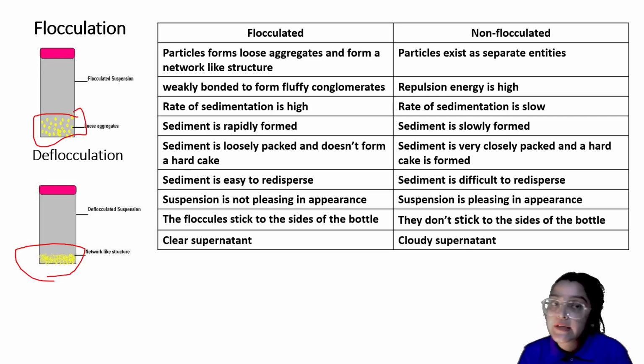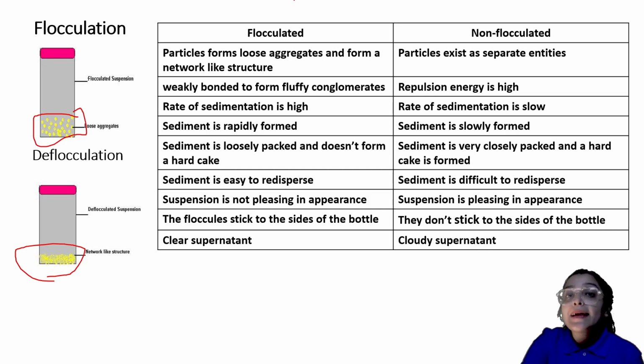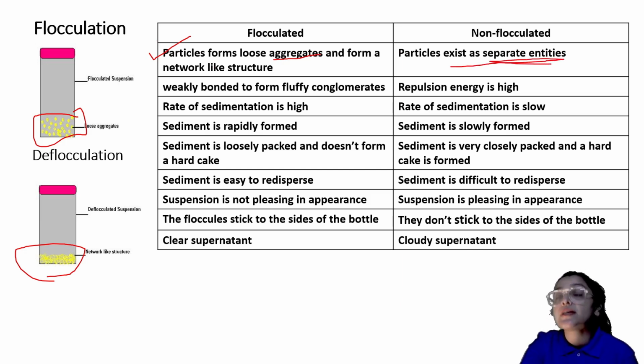There is a formation of loose aggregates in your flocculated suspensions. As the name suggests, particles form loose aggregates and a network-like structure in flocculated suspensions, while in non-flocculated suspensions, the particles exist as separate entities. The rate of sedimentation, that is why, will be very slow. But in the flocculated ones, the rate of sedimentation will be high.